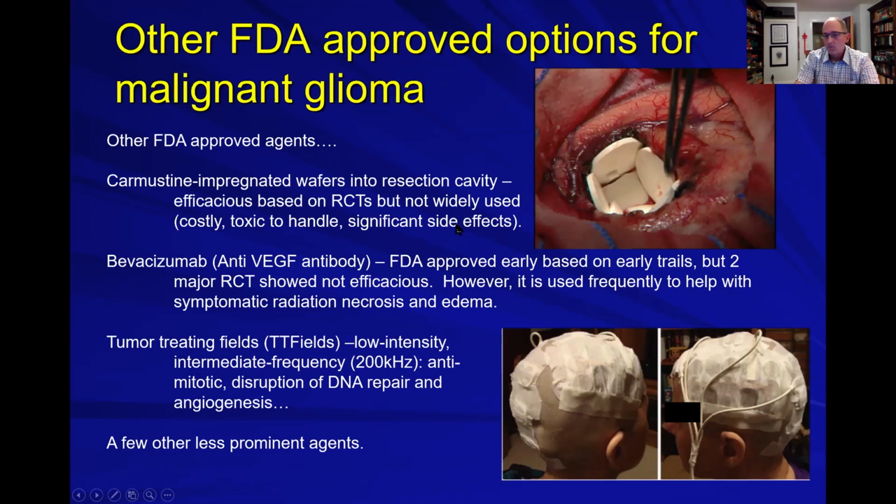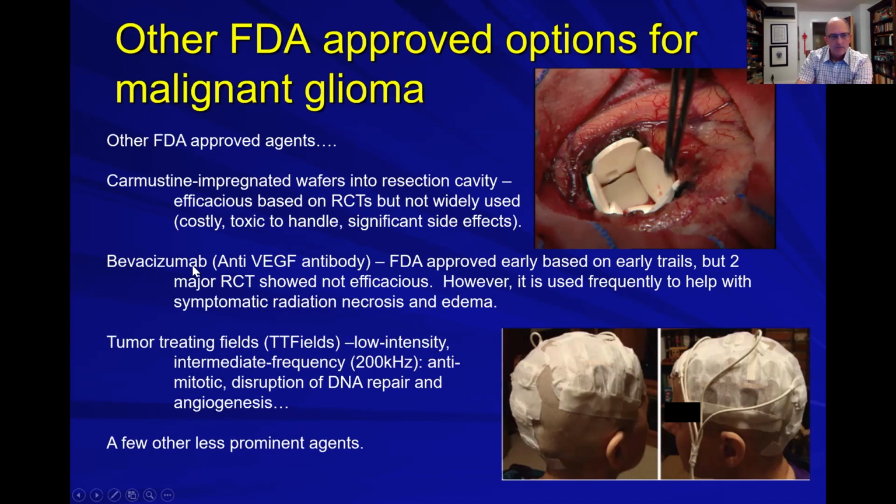There is very robust data, years old now, showing that this has some clinical benefit, but it hasn't really caught on. And I've just listed a few examples of why. Very costly. It's a little bit toxic to handle. There are significant side effects. It can make the brain react nearby and swell, and so it can be difficult to manage patients who get that.